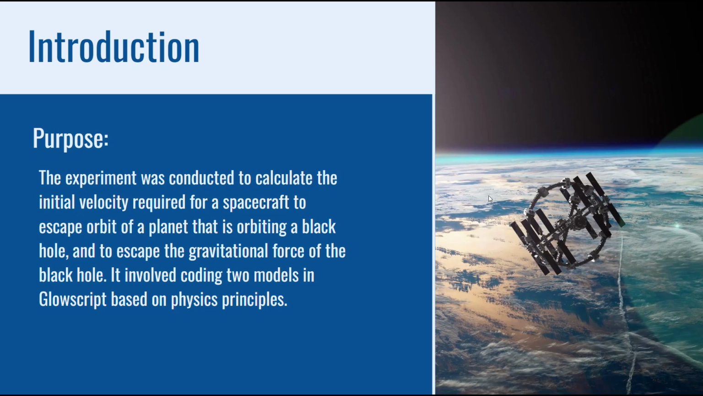So to start with our purpose, the purpose of the experiment was to calculate the initial velocity required for a spacecraft to escape the orbit of a planet that is orbiting a black hole, and for it to also escape the gravitational force of the black hole itself. Two models were coded in GlowScript to do this.